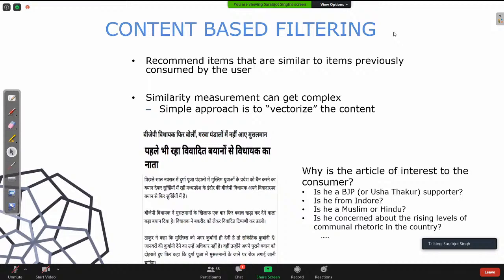So, the person who is reading this may be reading it because they're interested in the location more, and so they have an affinity to it. Maybe they come from there but are living in a different city or a different part of the world, so they're reading this article, right? So that's a different dimension to somebody who's a BJP supporter or Usha Thakur supporter. Or the person might actually be interested because they're a Muslim or a Hindu, the communities that were involved in this issue. Or it could just be any Indian that doesn't belong to Indore, doesn't actually belong to any of these communities, or is not a supporter of any political party, but is just generally worried about communal rhetoric in the country, right?